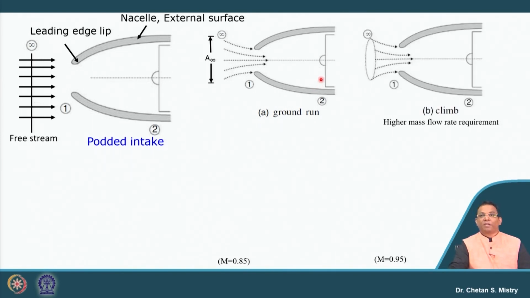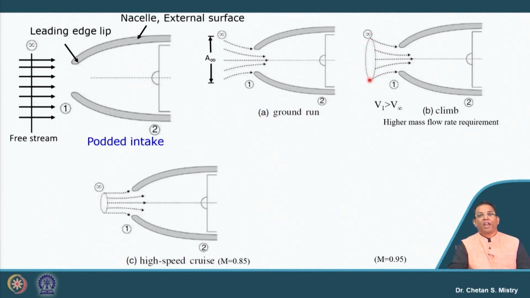Suppose I consider my climb condition. My speed is increasing, and I want my flow to enter with high velocity, say V1. If this is our configuration, we can say my free stream area is decreasing. Now consider the next condition, high speed cruise, with Mach in the range of 0.85. If we look carefully, this free stream area is again reducing.